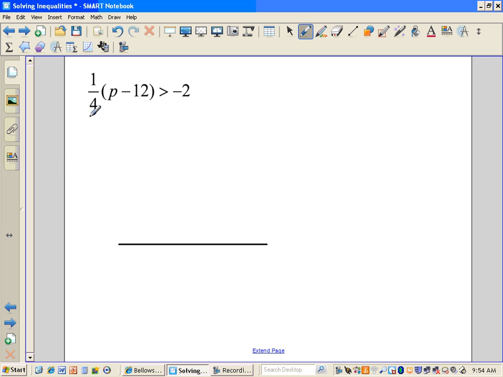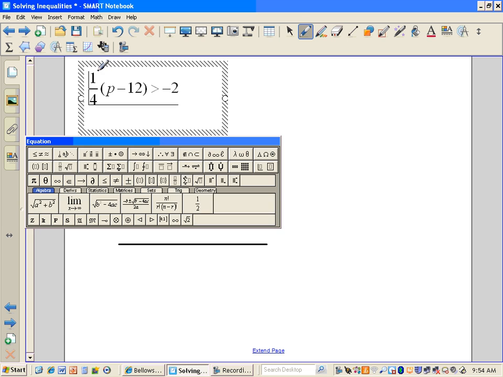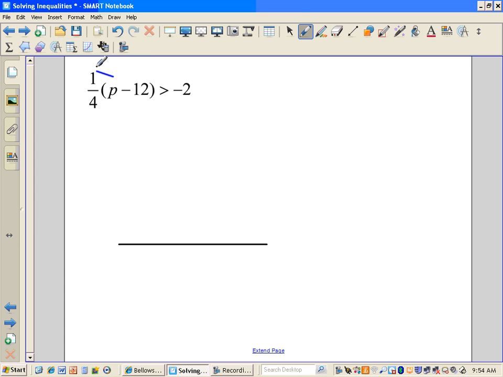Again, same processes that we'd use. If you have a set of parentheses, you're still going to multiply, use the distributive property. 1/4 times p is just 1/4 p. 1/4 times negative 12, well, 1/4 of 12 is 3, and that's still greater than or equal to 2. I can do my line if I want. I can add 3 on both sides. So I have 1/4 p is greater than, that's positive 1.